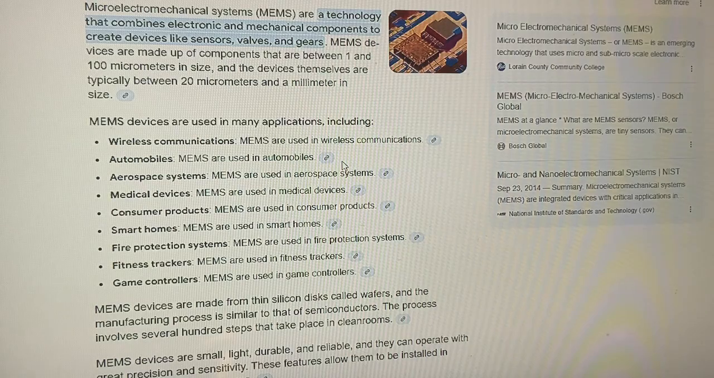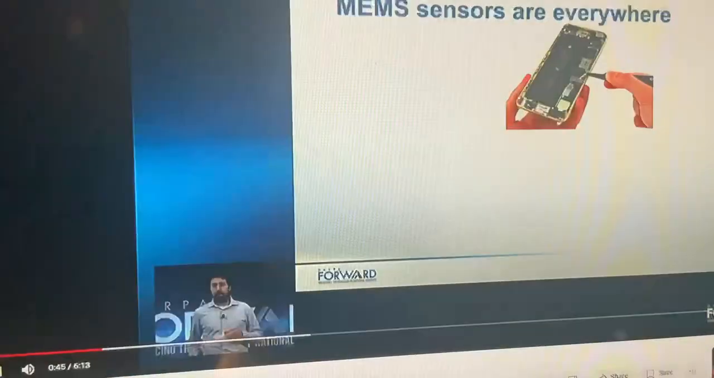Wow, that's pretty small, smart dust drivers with your beam steering, isn't it? MEMS devices are used in many applications, including, what's it say? Wow, wireless communication, huh? Incredible. Circuits and systems, automobiles, aerospace, what else? Yeah, medical devices, fitness trackers, game controllers. Amazing. So now, back to our video.